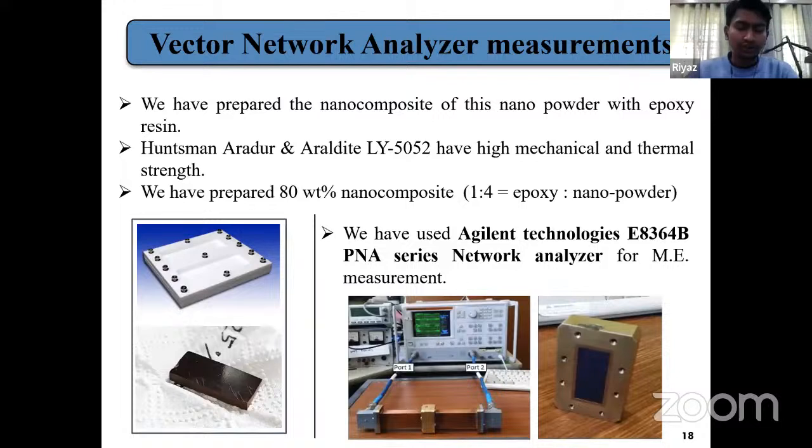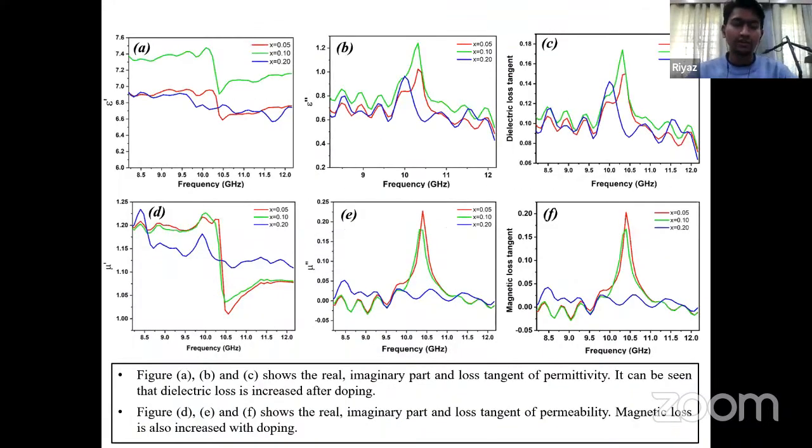After doing this, we have fabricated the composite of this material in epoxy resin with 8% weight. These are the results of the vector network analyzer, which show the complex permittivity and permeability and the dielectric and magnetic loss tangents. We can see that after doping, the loss tangent is increasing, so we can say that after doping, the loss in our material is increasing. That is our requirement.